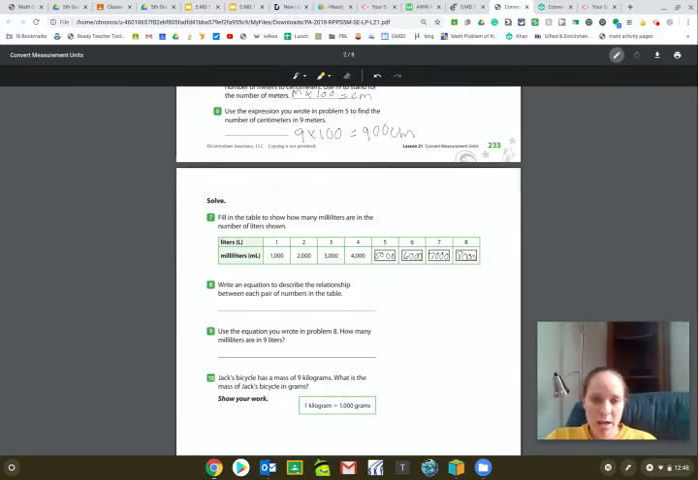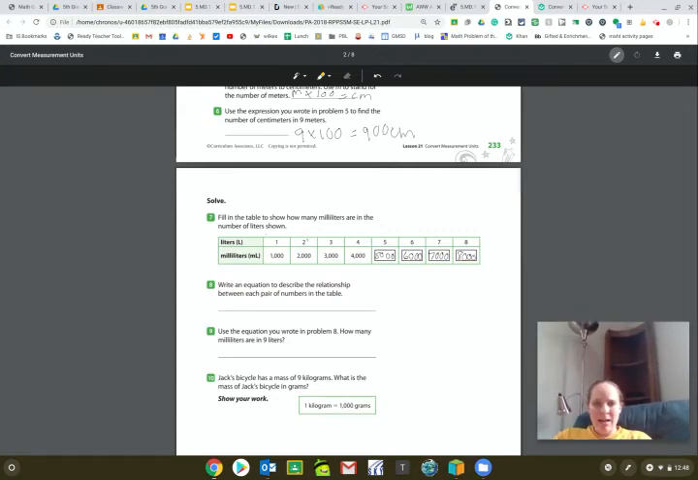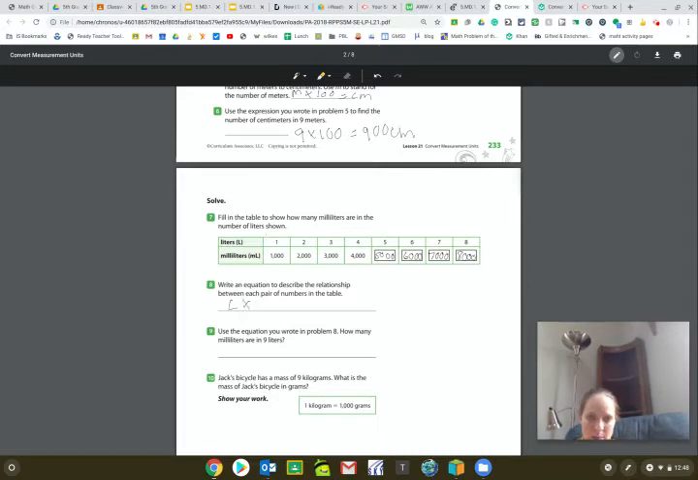Which goes to question 8. Write an equation to describe the relationship between each pair of numbers in the table. So I'm looking at my liters to my milliliters, and I see that I'm multiplying by 1,000 each time. So whatever the liters are, I multiply by 1,000, and that's going to tell me how many milliliters there are.